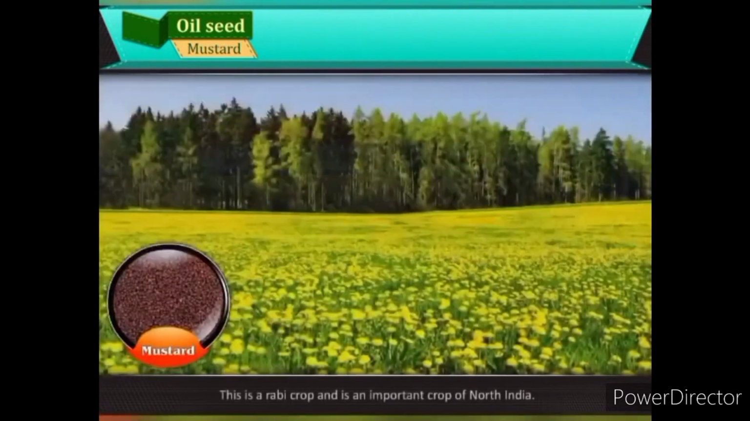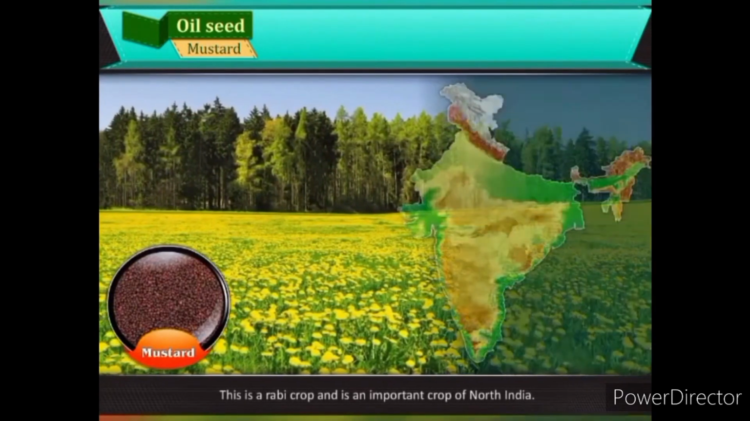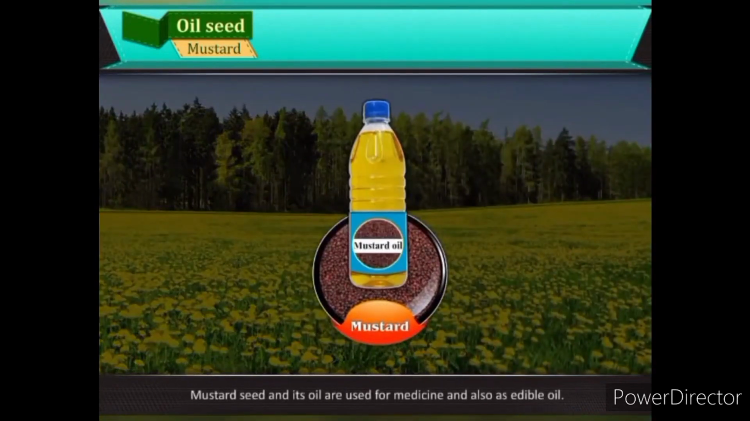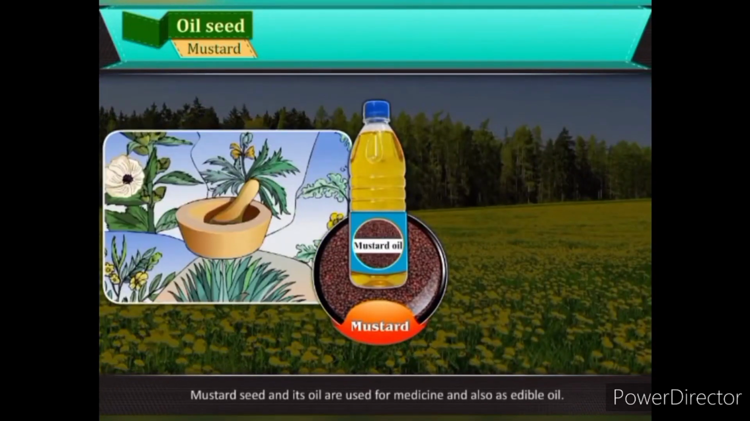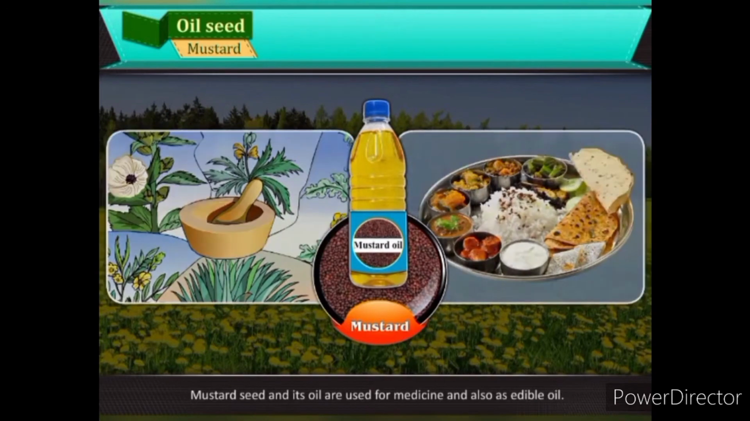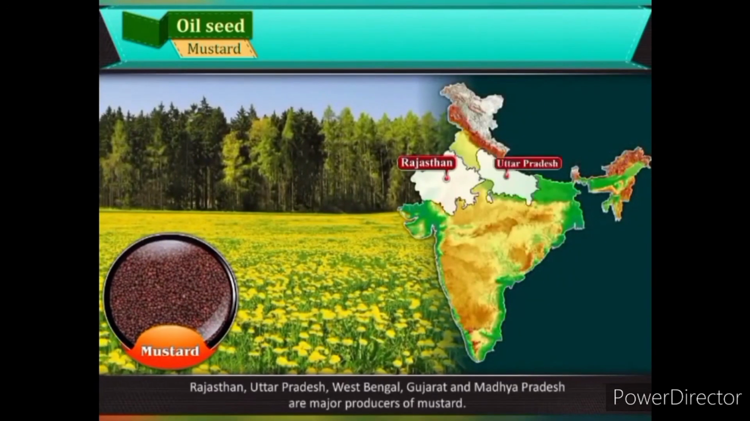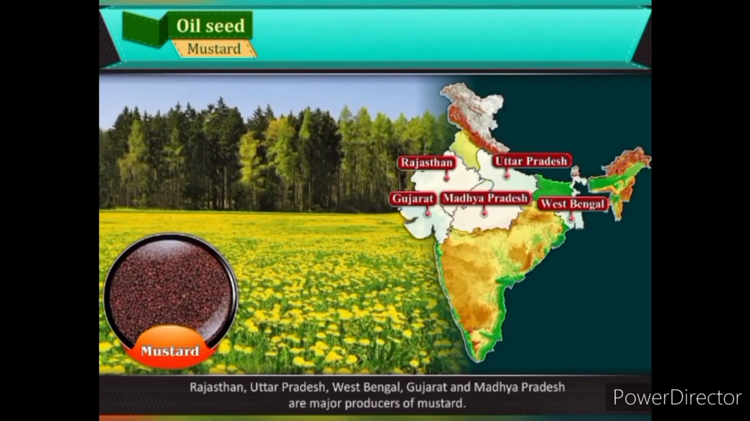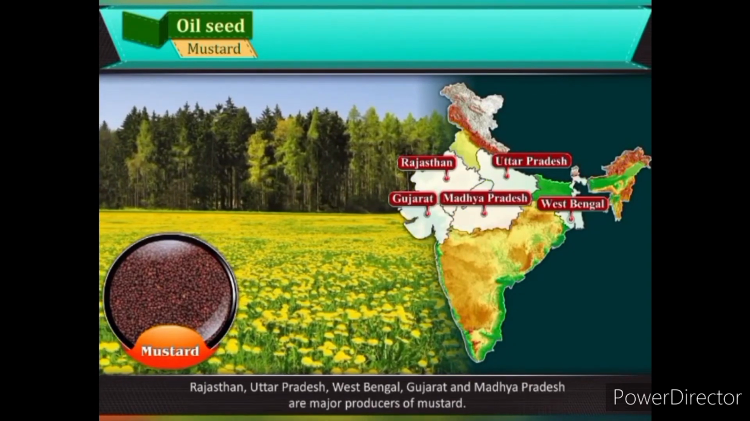Mustard. This is a rabi crop and is an important crop of North India. Mustard seeds and its oil are used for medicine and also as edible oil. Rajasthan, Uttar Pradesh, West Bengal, Gujarat and Madhya Pradesh are major producers of mustard.